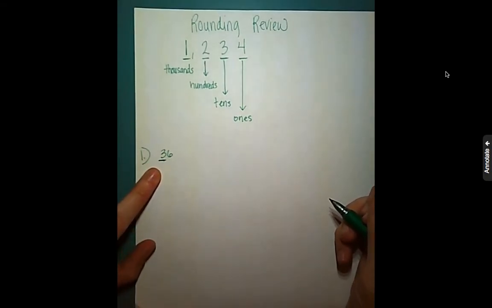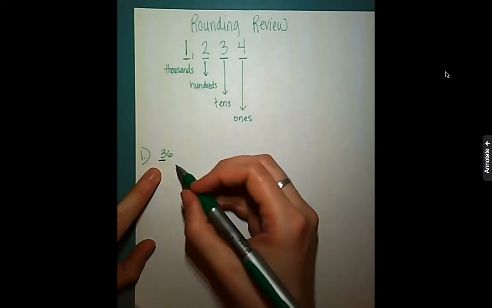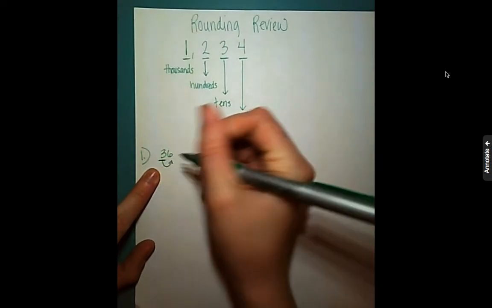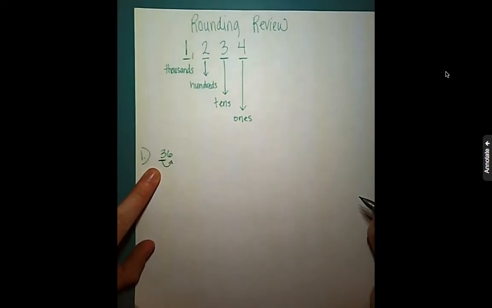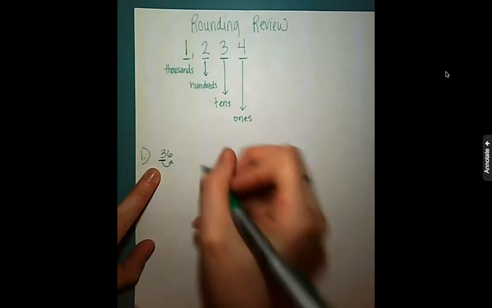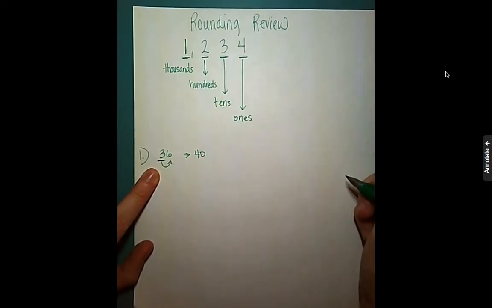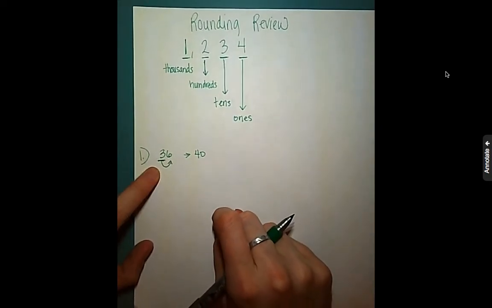So in order to round up a typical number, I have to look at its friend here in the ones place and determine, is that 5 or more? It is in this situation. So my rounded number would be 40. So I rounded in the tens place.